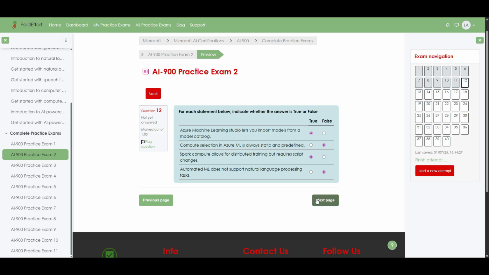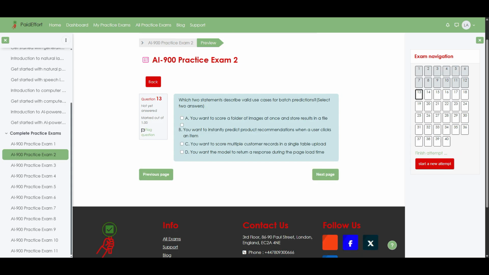Which two statements describe valid use cases for batch predictions? Select two answers. A, you want to score a folder of images at once and store results in a file. B, you want to instantly predict product recommendations when a user clicks an item. C, you want to score multiple customer records in a single table upload. D, you want the model to return a response during the page load time. The correct answers are A, you want to score a folder of images at once and store results in a file, and C, you want to score multiple customer records in a single table upload.